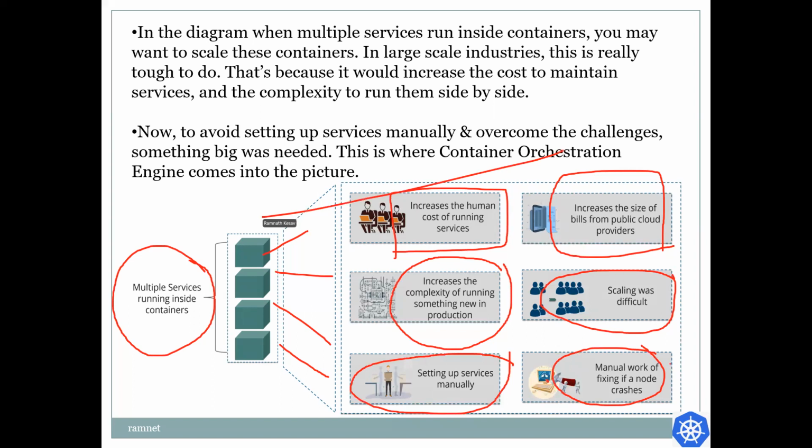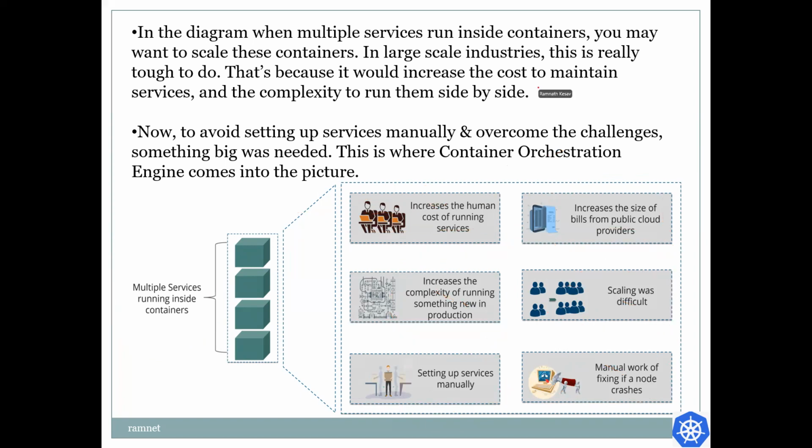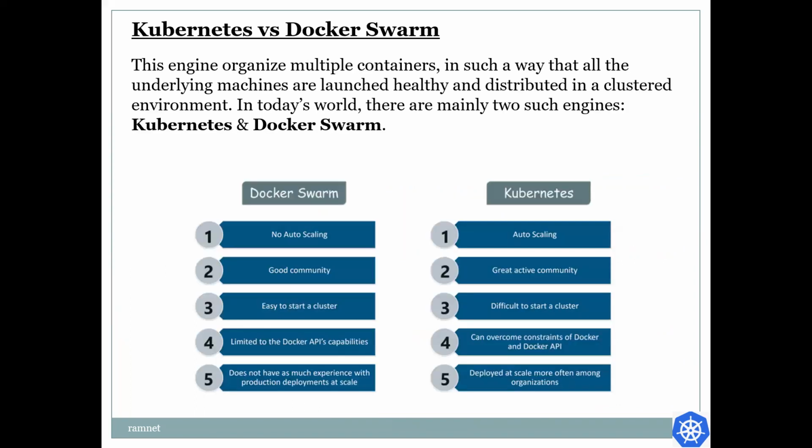What could be the solution for that, in the sense? We require a containerized platform as well as an orchestration platform. Now we are going to discuss that. There are two different types of orchestration platforms: Docker Swarm is still there, as well as Kubernetes. This engine organizes multiple containers in such a way that all the underlying machines are launched healthy and distributed in a clustered environment. In today's world, there are mainly two such engines: one is Kubernetes and another one is Docker Swarm.